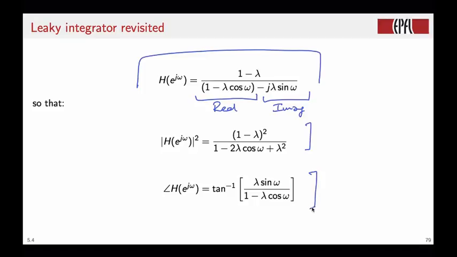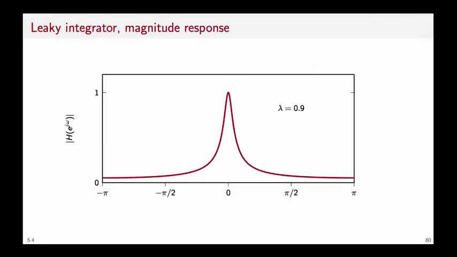And the phase of the leaky integrator is the inverse tangent of lambda sine of omega divided by 1 minus lambda cosine of omega. So you can see that the phase is definitely nonlinear in this case. If we plot the magnitude, we can see that we have a characteristic that is very similar to that of the moving average, although we don't have any zeros, and the characteristic is monotonic rather than oscillatory.